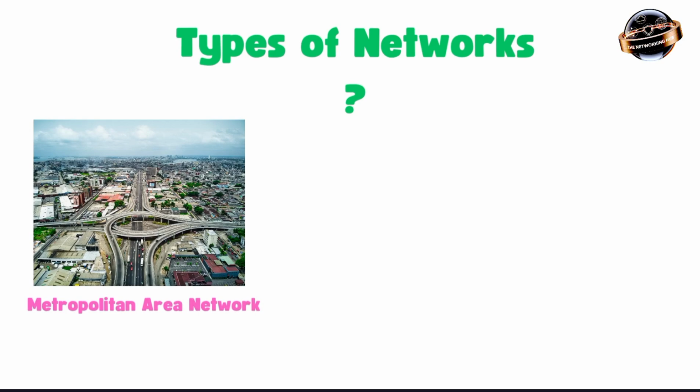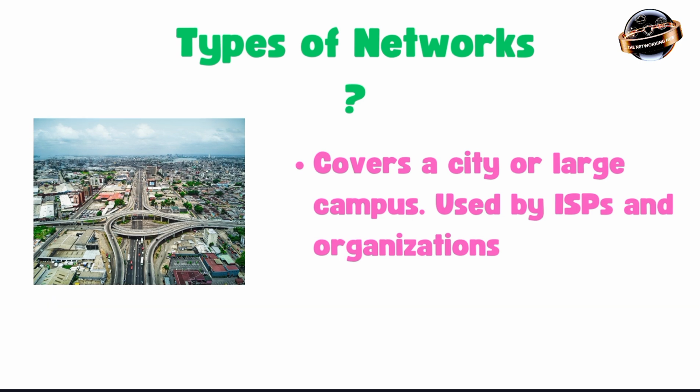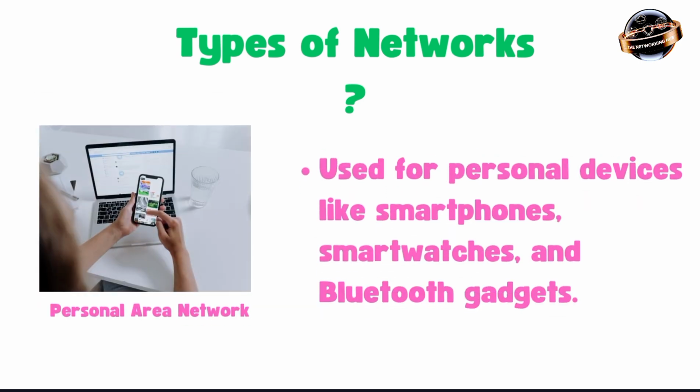MAN, metropolitan area network, covers a city or large campus, used by ISPs and organizations. PAN, personal area network, used for personal devices like smartphones, smartwatches, and Bluetooth gadgets.